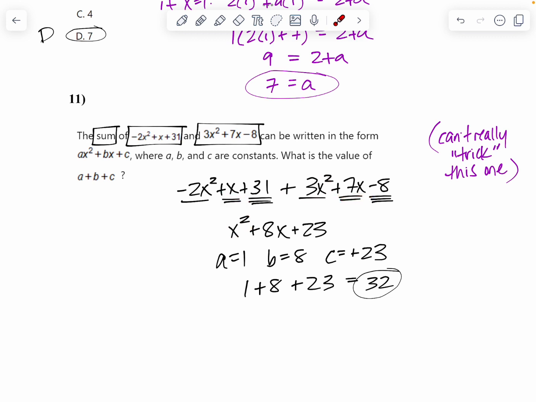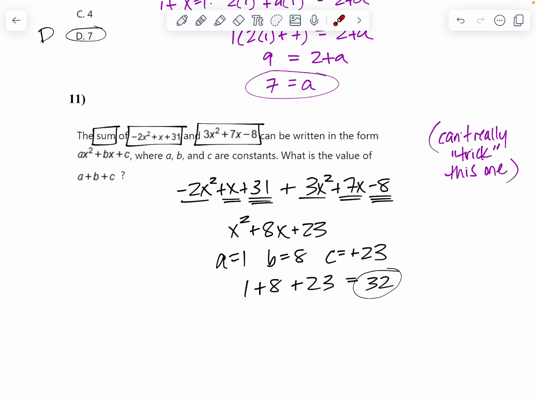When you add 1 and 7, you get 8. And then my constant terms, positive 31, negative 8. Be careful with that. It's negative 23. Therefore, the a is 1. You remember quadratics. The b is 8. And the c is 23. And this question just asks, what's the value of a plus b plus c, which is 32. And I made a note to myself that I can't really trick this one.